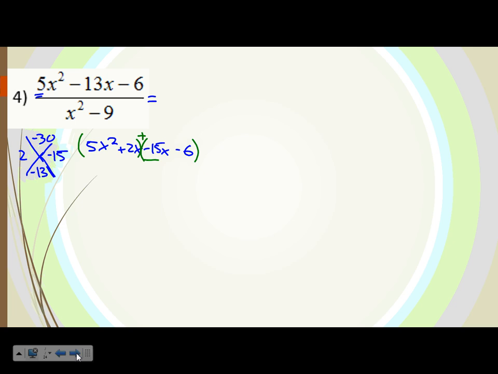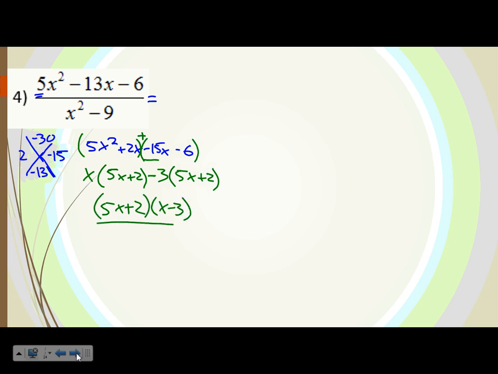The first group, I can't take anything out, so I just take out an x. That leaves 5x plus 2. The second group, I can factor out a negative. You have to factor out a negative something. I'm going to factor out a negative 3. That's the biggest thing you can take out. That's positive 5x plus 2. So those go together, 5x plus 2 times x minus 3.